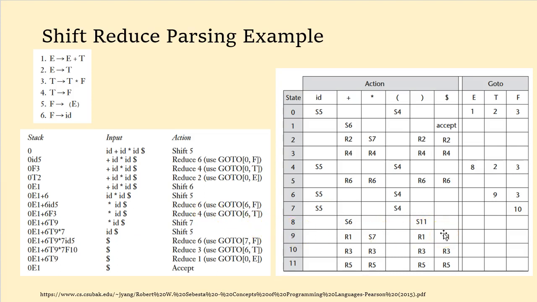$ says reduce using Rule 1. Rule 1 says E plus T gets replaced with an E. Since I removed E plus T, I'm in state 0. That 0 was exposed, and 0, E says to go to state 1, so 0E1. Now I'm in state 1, I see a $ sign, state 1, $ sign, accept. All of that just to show that ID plus ID star ID is actually in the language.